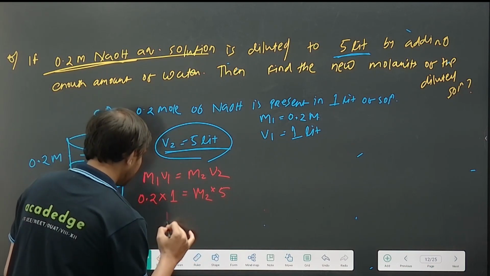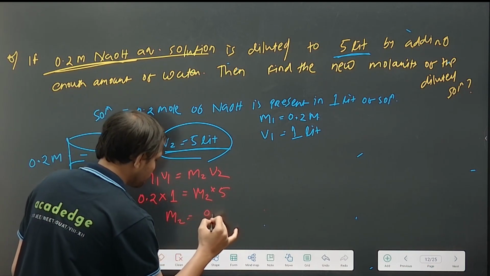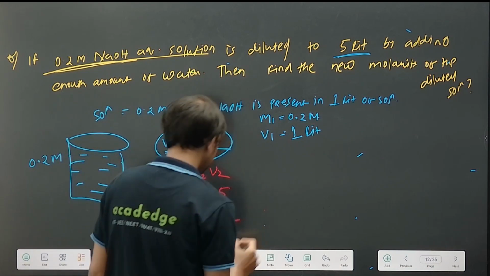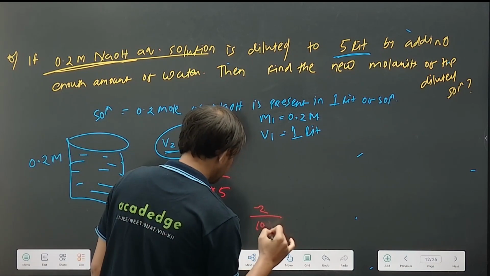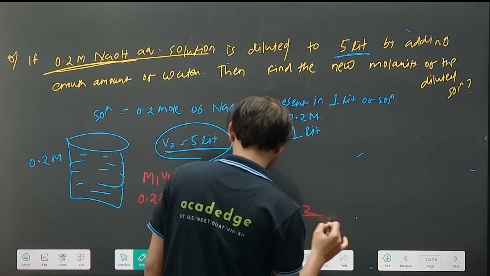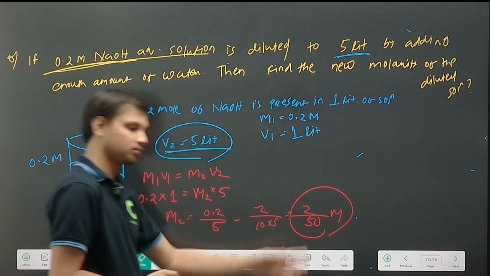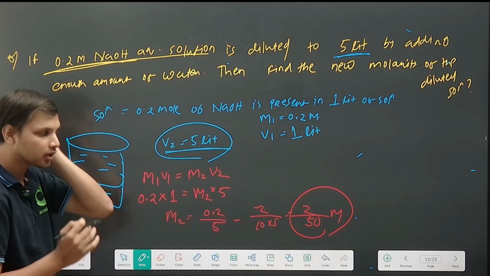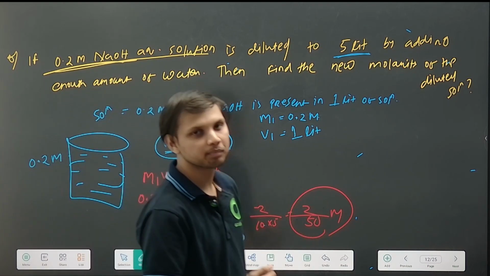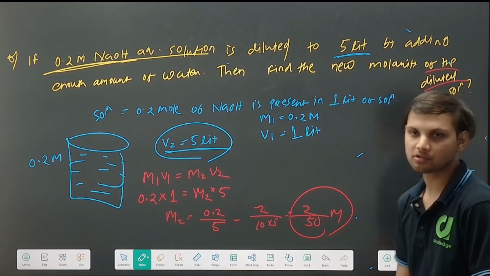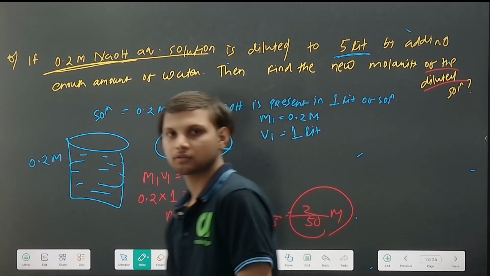Okay, so M2 is coming out to be 0.2 by 5, isn't it? So I can calculate that as 2 by 10 into 5. So this will be 2 by 50 molar. Or you can just easily solve it to a decimal form. So 2 by 50 moles per liter will be the new concentration of the diluted solution. So this is how we can also solve the questions of dilution.